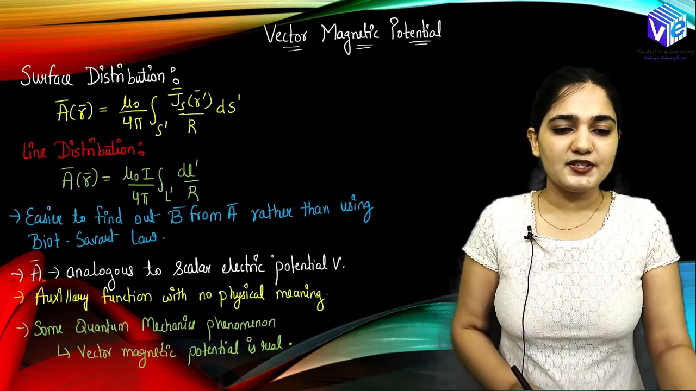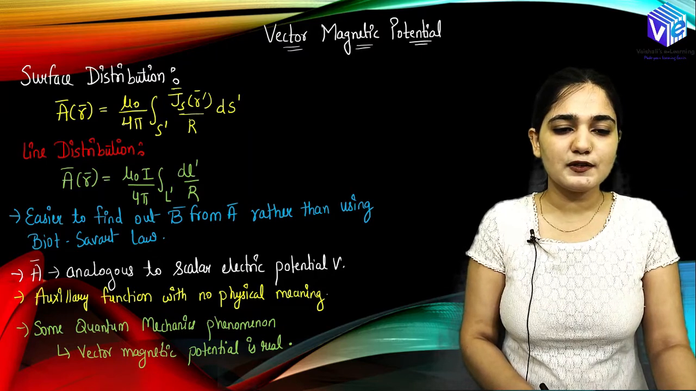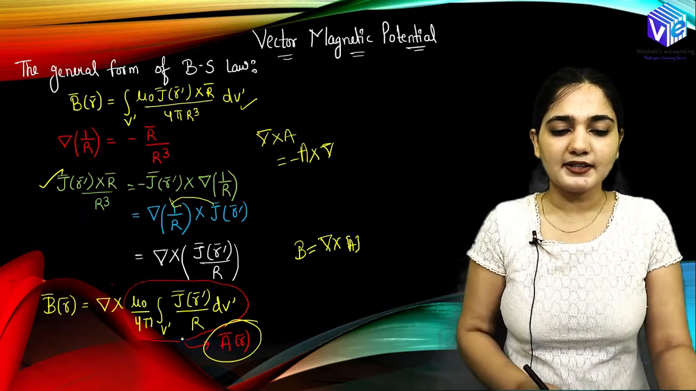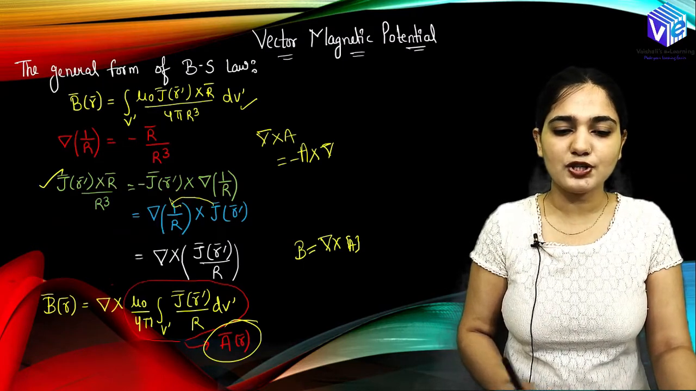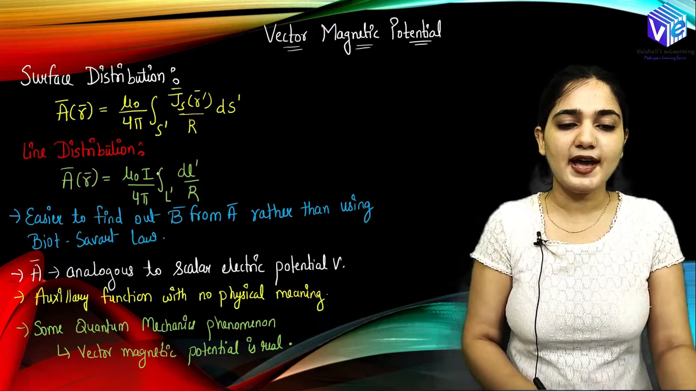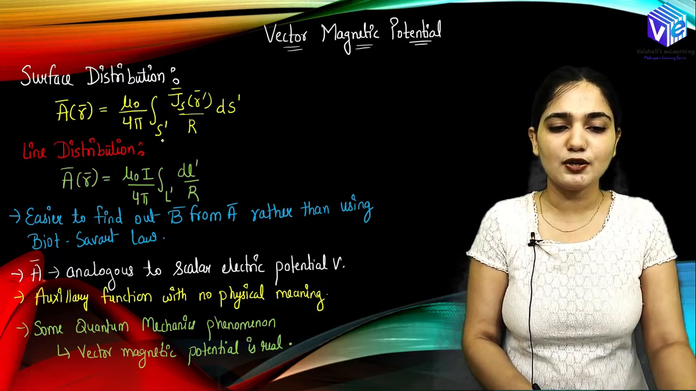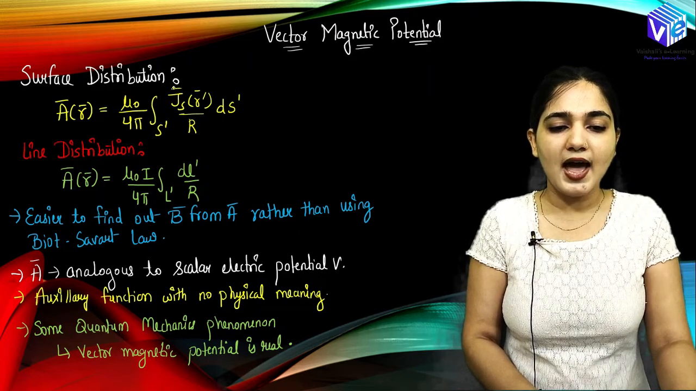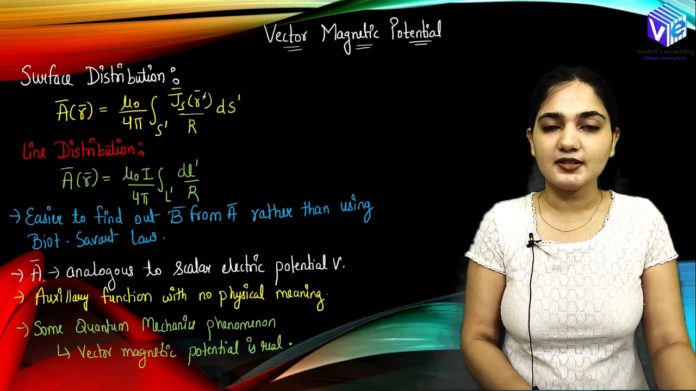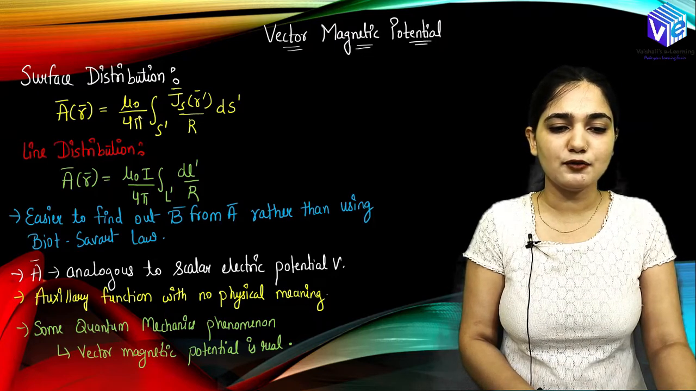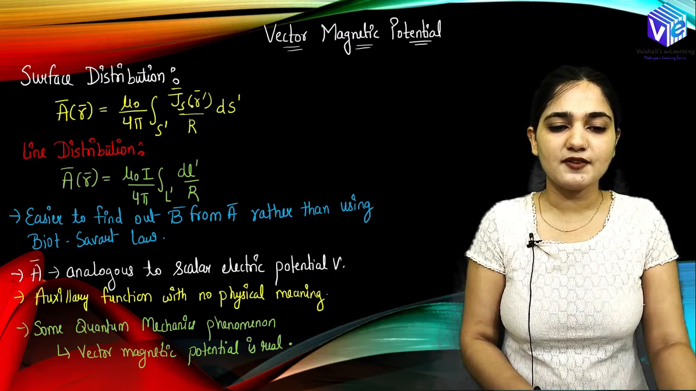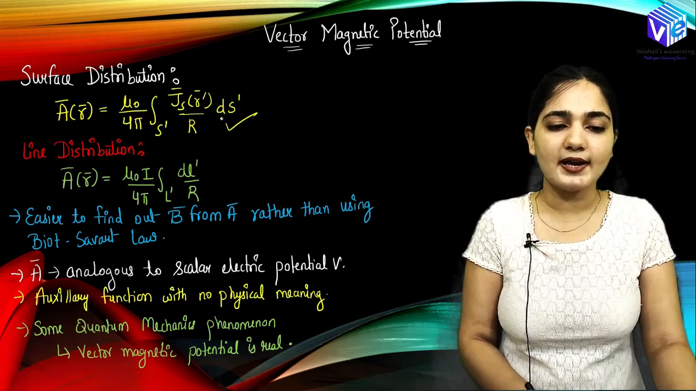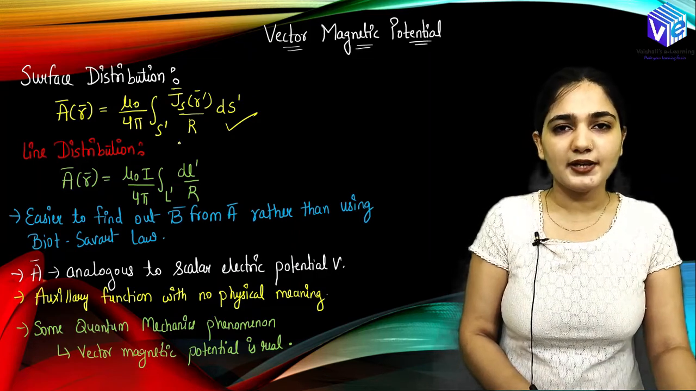You can have the surface distribution as well. This was Ar, the vector magnetic potential for the volume distribution. Now instead of the volume distribution, if I have the surface distribution, I will have integration over the surface, and here I will take ds. For the current density, I will take the surface current density. So Ar will be equal to mu naught upon 4 pi integration over the surface Js upon r ds vector.